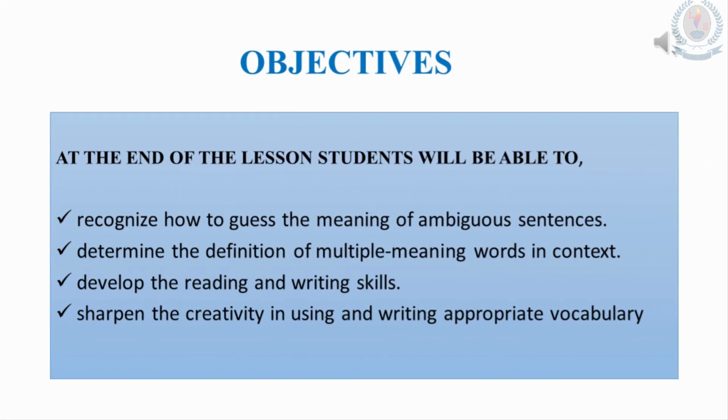First of all, let's move on to the objectives of the lesson. At the end of the lesson, students will be able to recognize how to guess the meaning of ambiguous sentences, determine the definition of multiple meaning words in context, develop the reading and writing skills, sharpen the creativity in using and writing appropriate vocabulary.